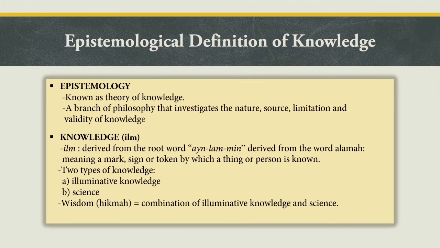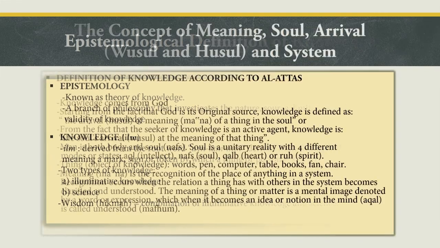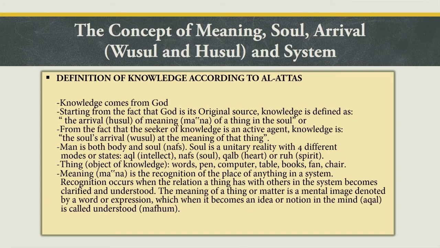There are two types: first is illuminative knowledge, second is science. Wisdom is a combination of illuminative knowledge and science. The concept of meaning, source, arrival, and system. Definition of knowledge according to Ahmad. Firstly, knowledge comes from God.